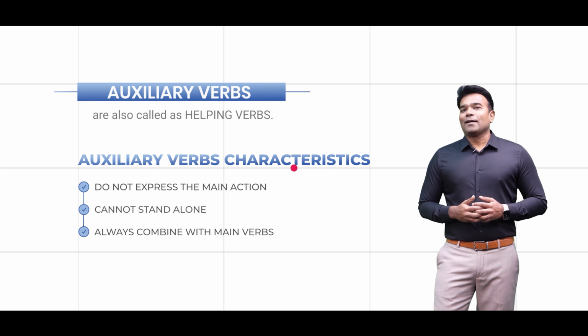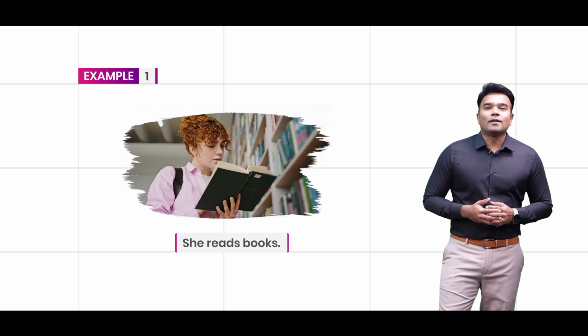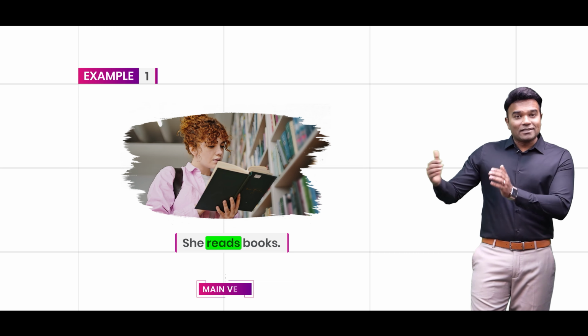So, let me proceed. Have a look at this example. She reads books. You know that here reads happens to be the main activity and hence is categorized as the main verb.